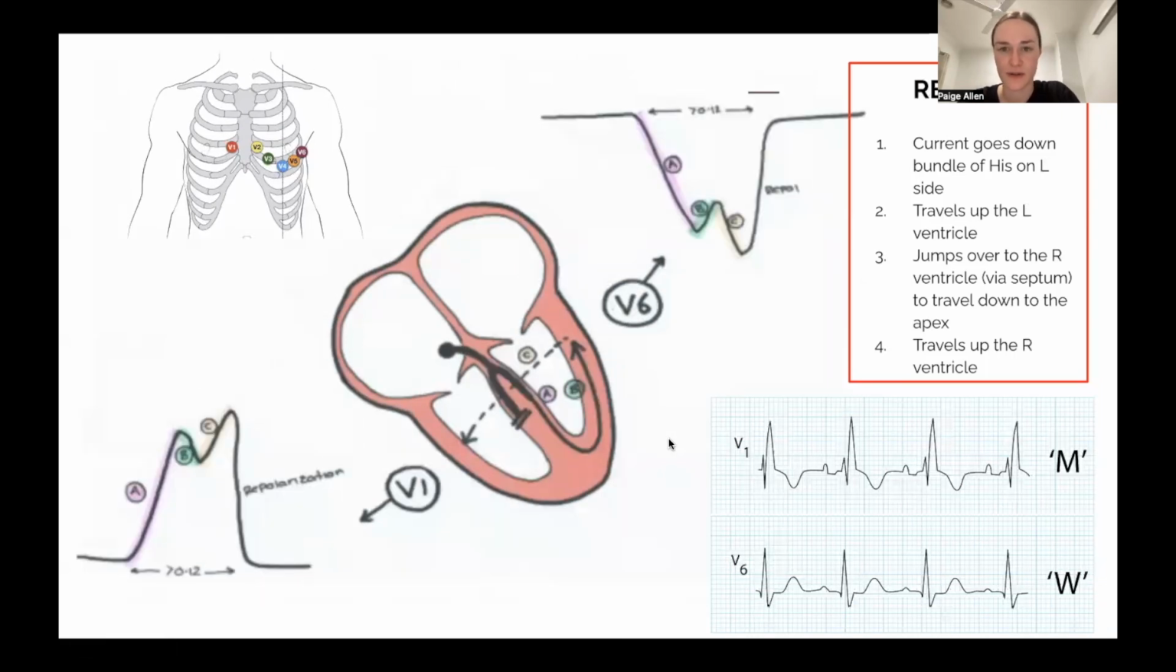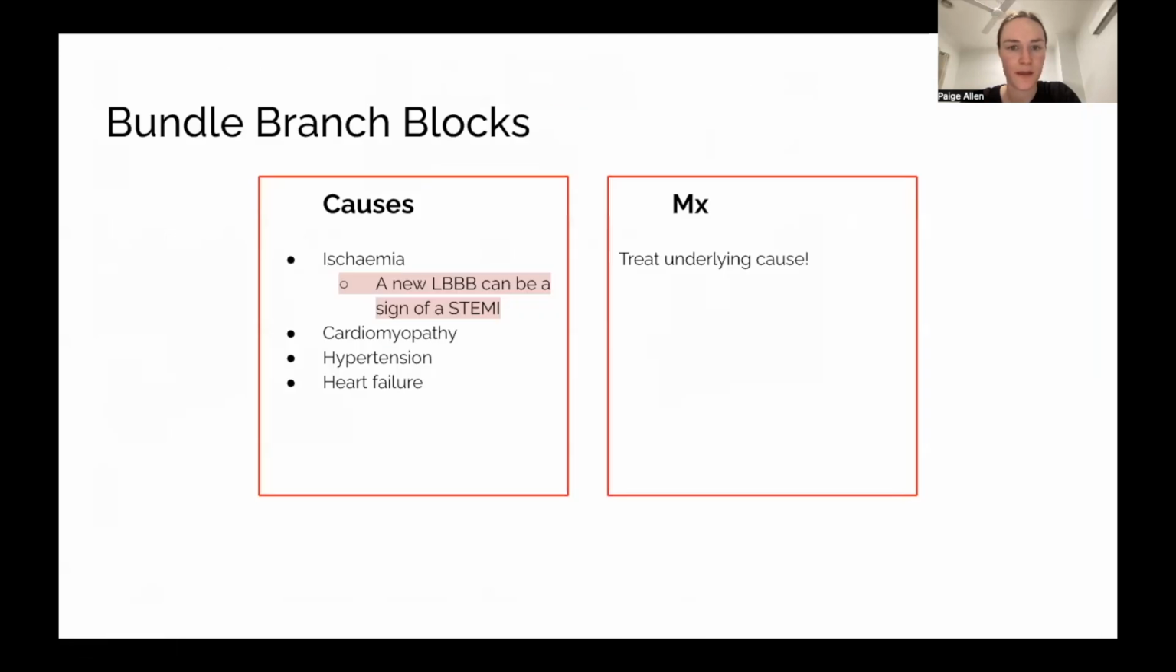And then here's a diagram that has the same thing for the right bundle branch block. So in terms of how you deal with a bundle branch block, you have to first rule out if there's a new left bundle branch block, that there's not also ST elevation or any symptoms of a STEMI, because it can be a sign of a STEMI if you see it.